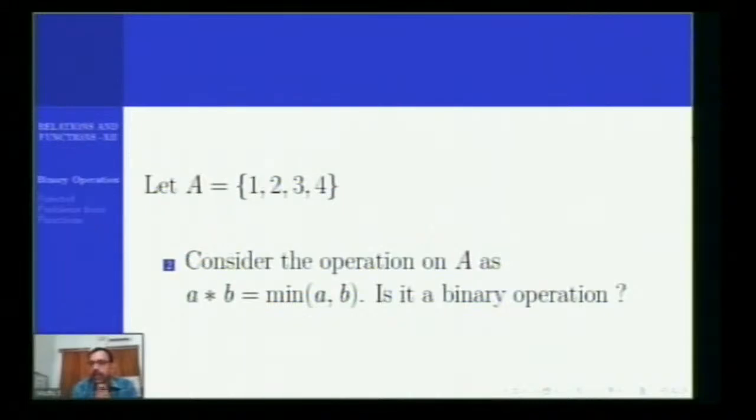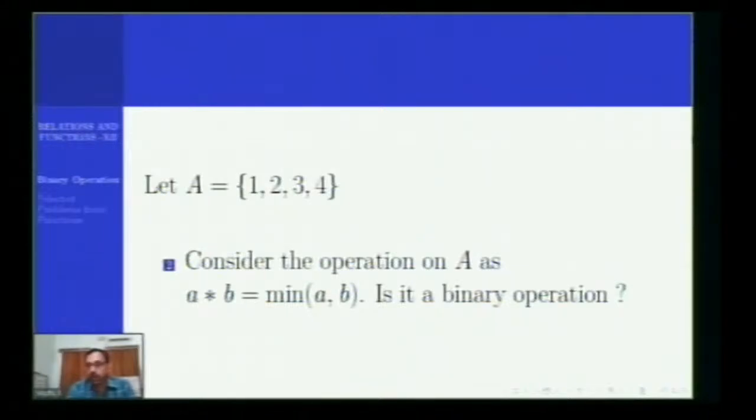That means if you take any two elements from this set A equal to 1, 2, 3, 4 and do the operation of taking the minimum, will the answer again be in capital A or not? That is the question. I think it is very easy. You are taking the minimum of two numbers. Even lower class students can answer that. They need not be class 12 students, but they can answer very easily.